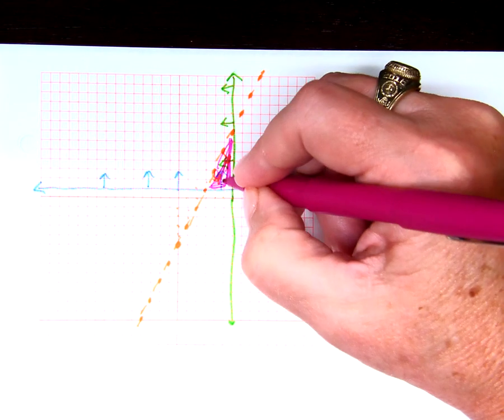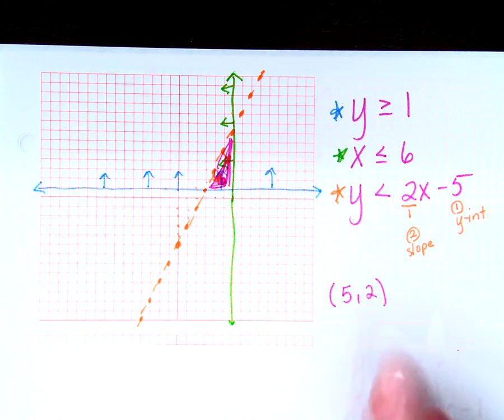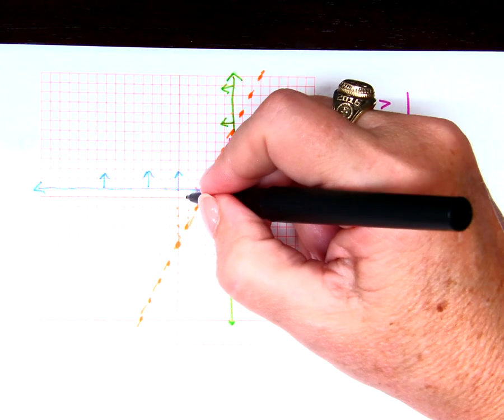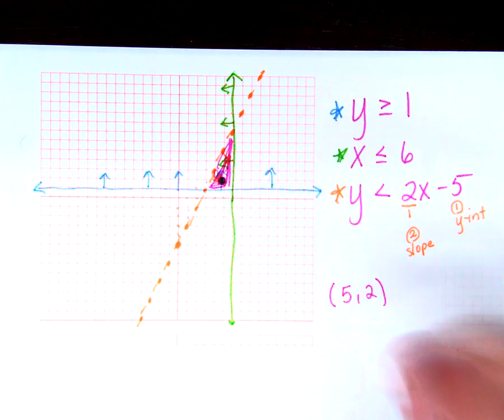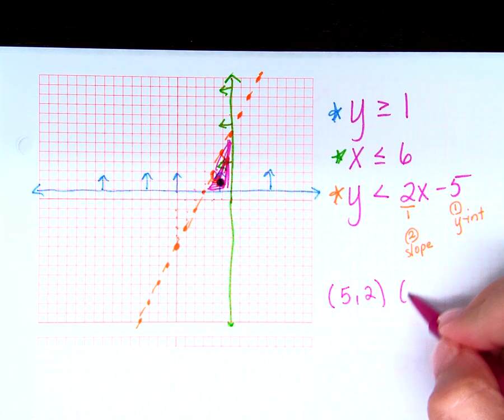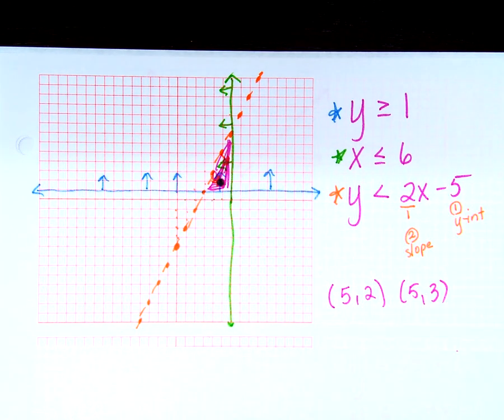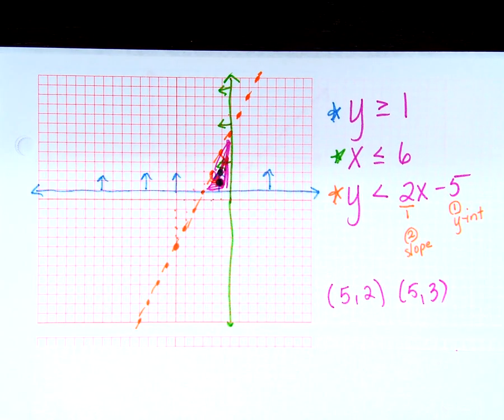Would (5, 2) be a solution to this system? Right, make it a black marker real quick. So 1, 2, 3, 4, 5, then up 2. Do you agree that that is a possible solution to this system? What is another possible solution? (5, 3). Right, that's really close. It's right there. It's still in the shaded area, right?